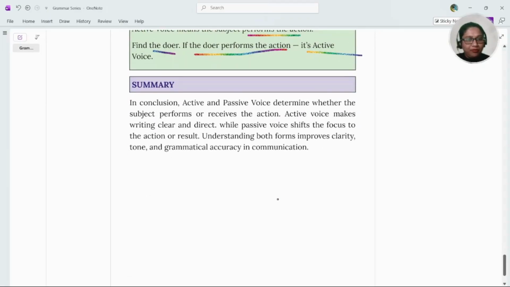Now, before I just end the session, I want to give a quick conclusion. That is, active and passive voice determine whether the subject performs or receives the action. That is, if it's active, then your subject is the main character. Now, if it's passive, your action is the main character. All right. Active voice is always used to sound clear or direct. However, passive voice shifts are used to focus on the result, okay, the result that is pretty much obtained at the end of any activity. And understanding both the forms truly gives you that sense of confidence, clarity, and directness altogether.